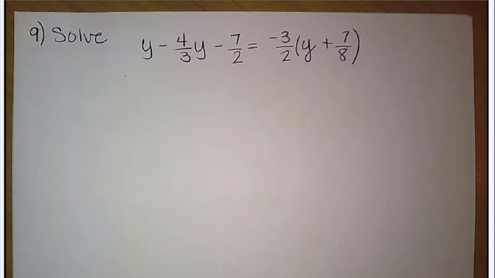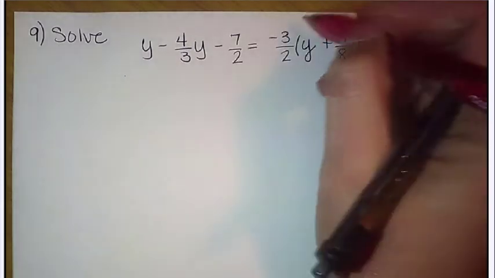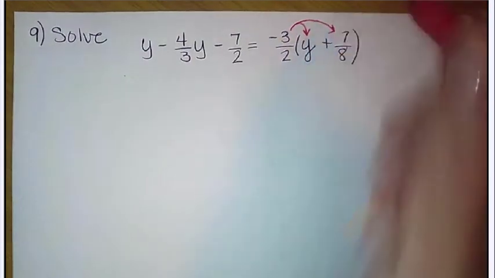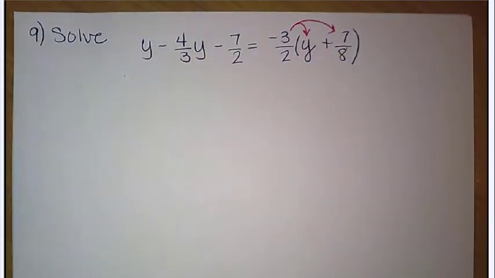Okay, so for our last problem in this video and our last type of fraction problem we're going to see in our homework, I want you to look at this problem. We've got y minus 4/3 (y minus 7/2) equals negative 3/2 (y plus 7/8). Again, remember, no matter what the problem looks like, whole numbers, decimals, fractions, we need to take this negative 3/2 and distribute it to both of those terms in that parentheses.